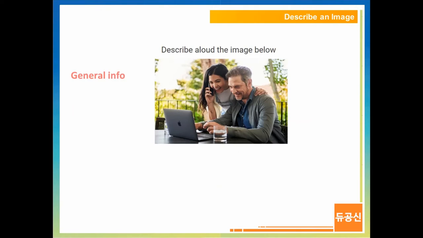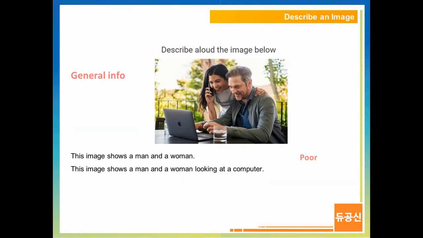Let's talk about general information. Now, this is the first sentence that you're going to say about the overall image, okay? Let me give you a few examples. This image shows a man and a woman. Well, where it is a complete sentence and grammatically correct, that's a poor example of your first sentence when explaining this. This image shows a man and a woman looking at a computer. A little bit better, it has a little bit more detail, but it's still not as good as we can do.